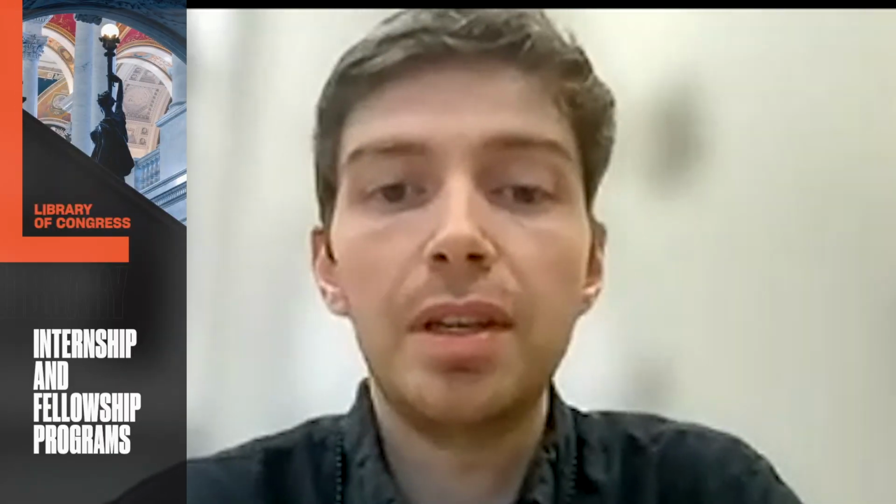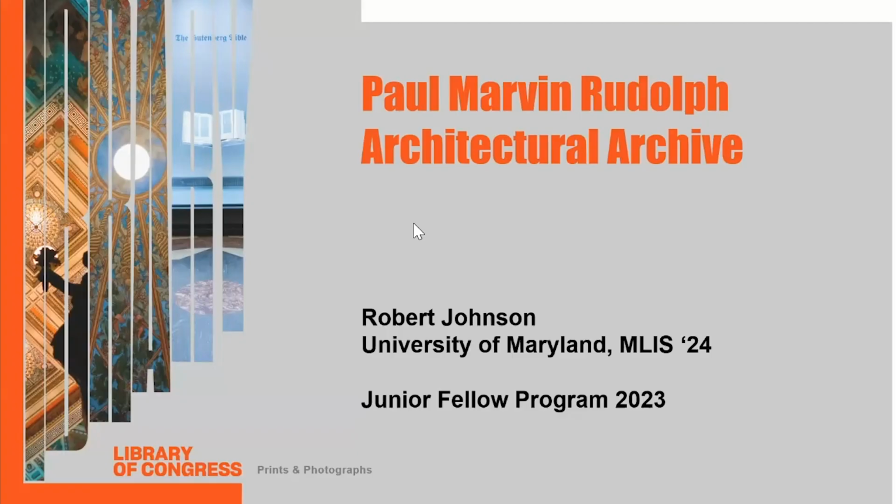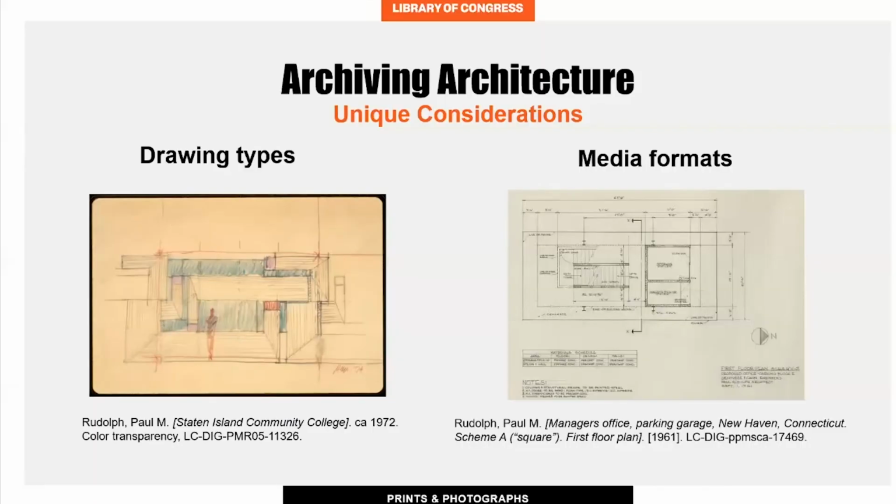I live in Washington, D.C., and I'm a graduate student at the University of Maryland studying library and information science. I spent this summer in the Princeton Photographs Division working in the archive of Paul Marvin Rudolph, an influential modern architect active from the 1950s to 1990s. Since 1997, the Library of Congress has been home to over 150,000 of Rudolph's items, including drawings, photographs, and manuscript material that span his entire career.